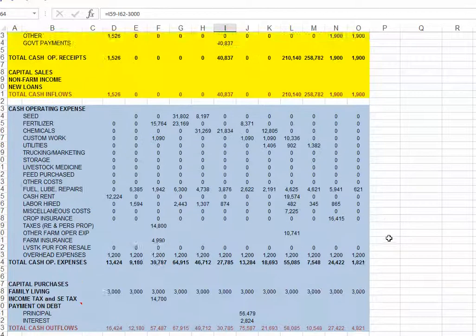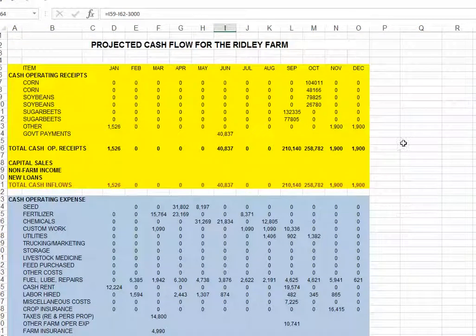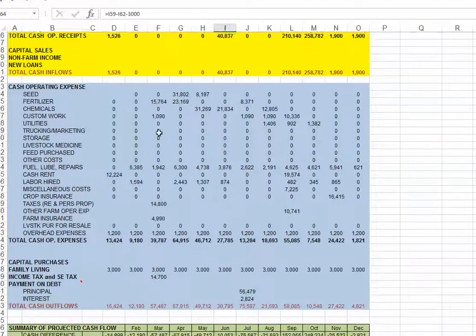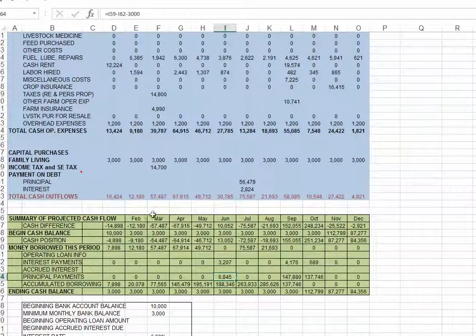So this video has illustrated to you the three main sections of a cash flow. The section where you project inflows, the section where you project outflows, and then a section where you project the operating loan. In other words, how much money you need to borrow by months to run the farm business. Once again, there will be a separate video that will show you the details of the arithmetic of this green section.